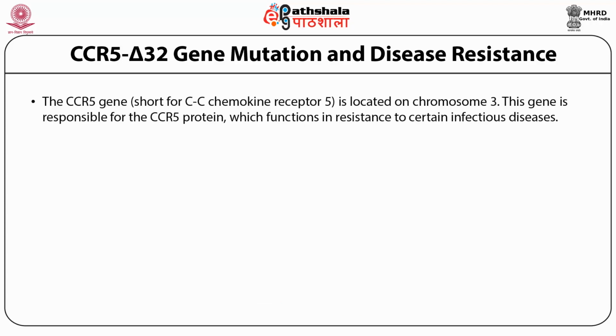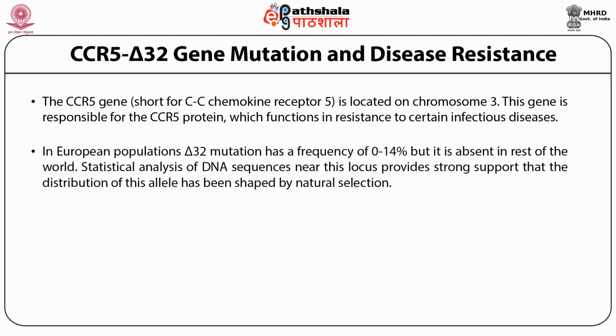The CCR5 gene is located on chromosome number 3. This gene is responsible for the CCR5 protein, which functions in resistance to certain infectious diseases. A mutation of the CCR5 gene results in the deletion of a 32 base pair section of the DNA sequence of the CCR5 gene and is known as the CCR5 delta 32 mutation. In European populations, the delta 32 mutation has a frequency of about 0 to 14%, but it is absent in the rest of the world.